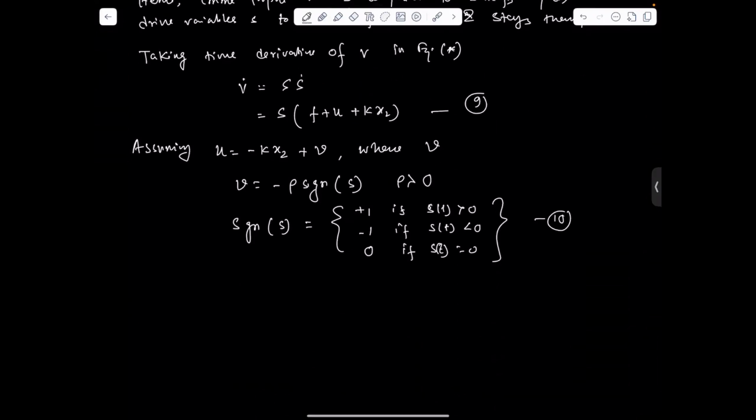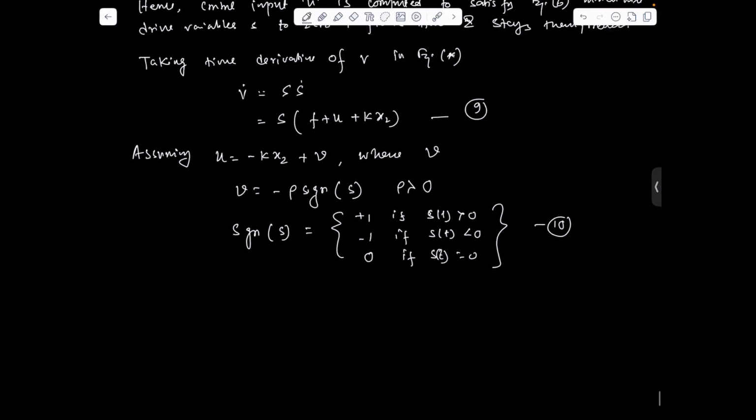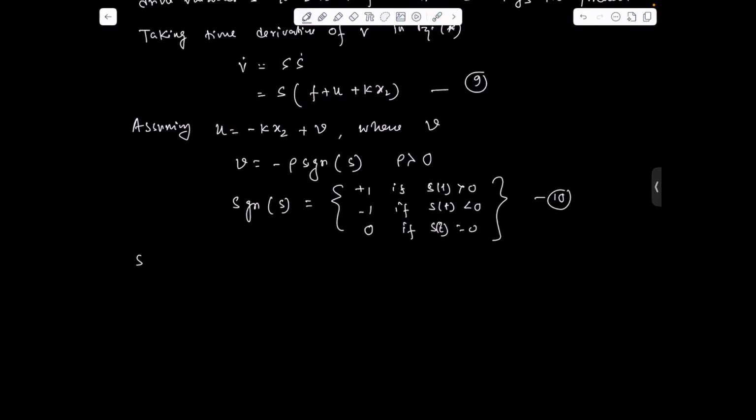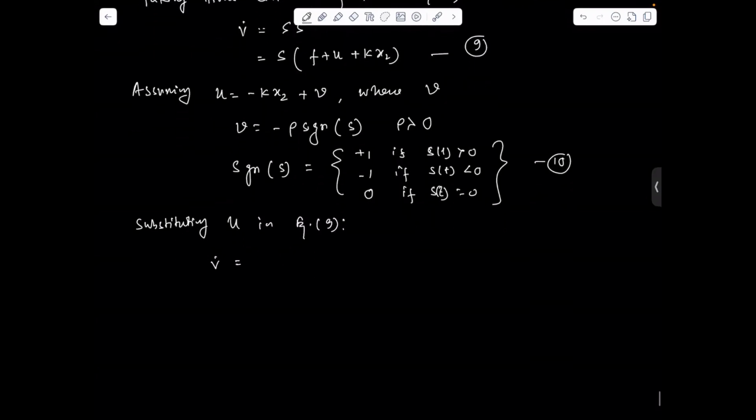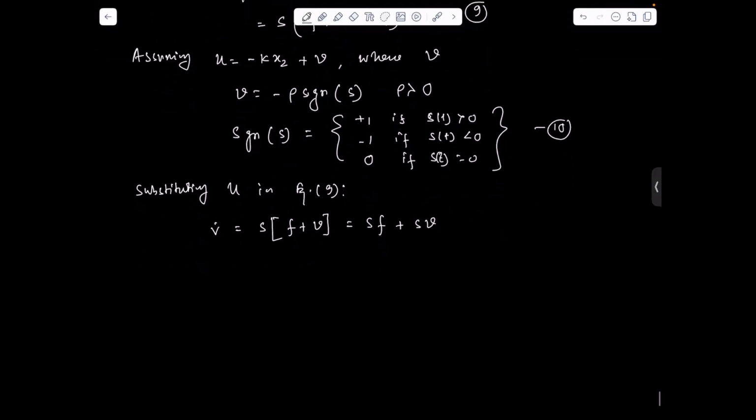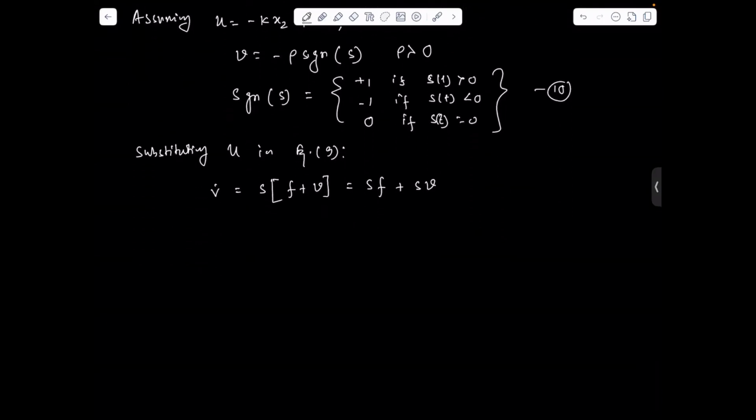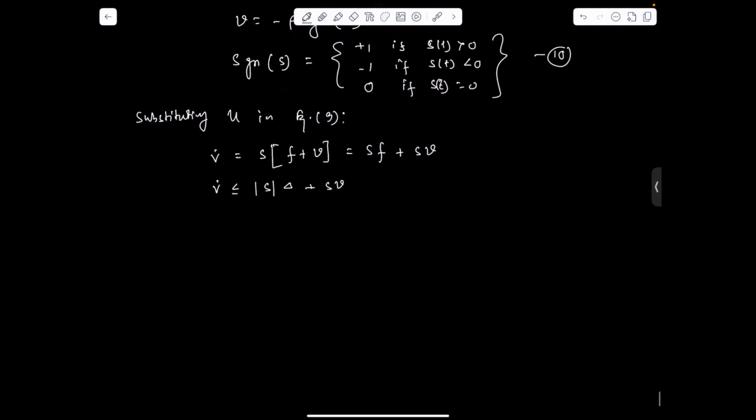Now, if you substitute this u in equation 9, we can write s dot equal to a plus b, and we can write sf plus sv. This we can also write in bounded disturbance form: s dot less than or equal to s delta plus sv, because we have already taken the bounded value of f as delta. Let us define this as equation number 11.